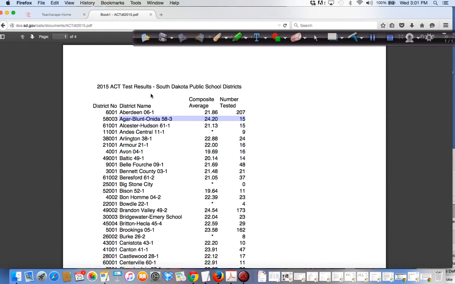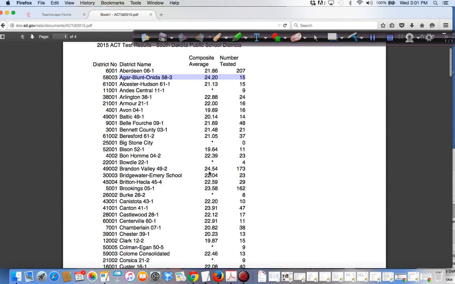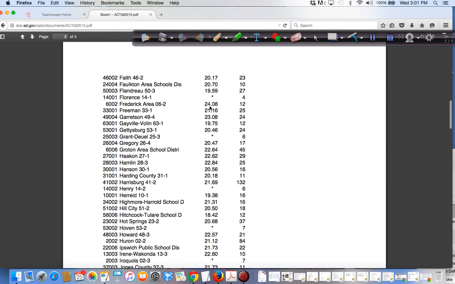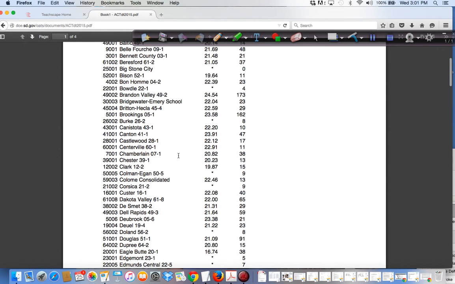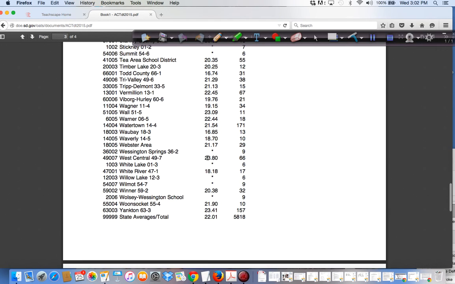Brandon, which had the highest score in the state with 24.54, Agar, 24.2, Frederick scored 24.8, and then Canton was 23.9. Those were the top four, and ours came in at 23.8. Brandon tests a lot of students, but we tested far more than the three other schools.